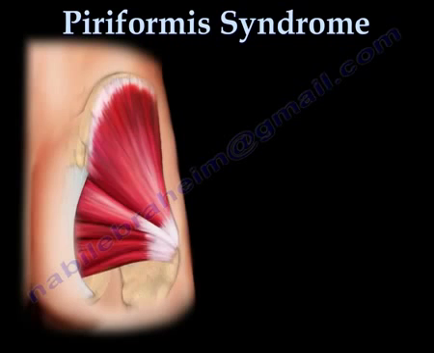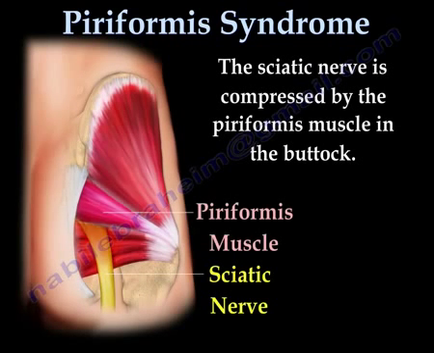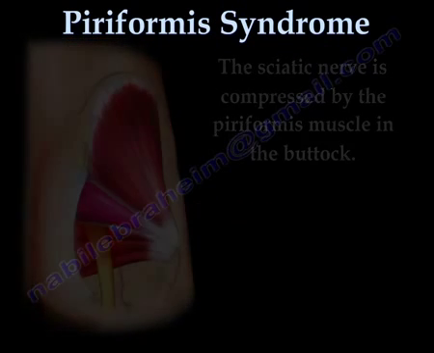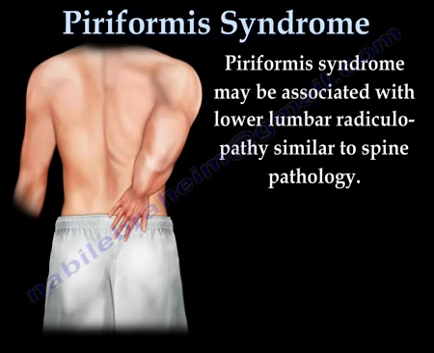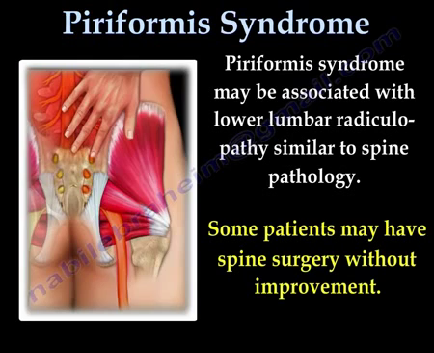Piriformis Syndrome. The sciatic nerve is compressed by the piriformis muscle in the buttock. The Piriformis Syndrome may be associated with lower lumbar radiculopathy similar to spine pathology. Some patients may have spine surgery without improvement.